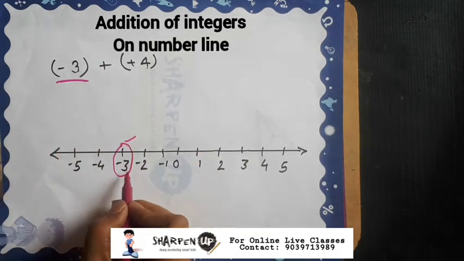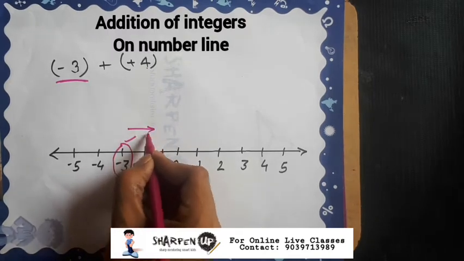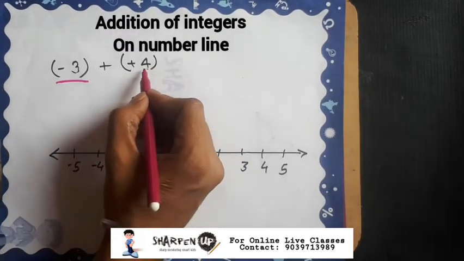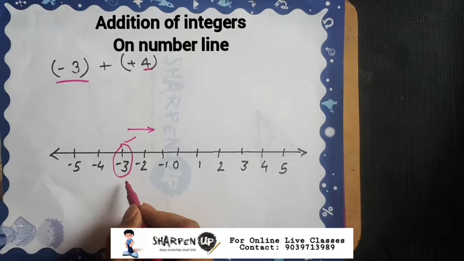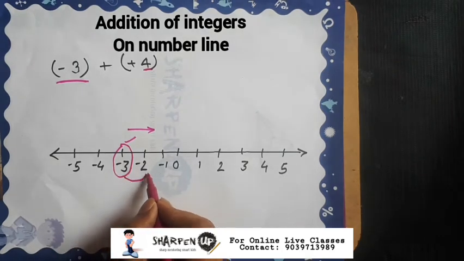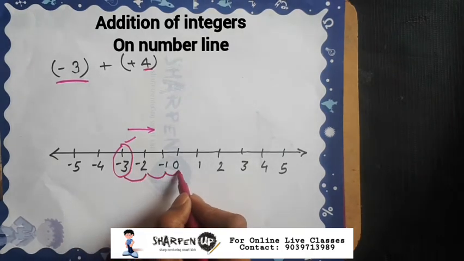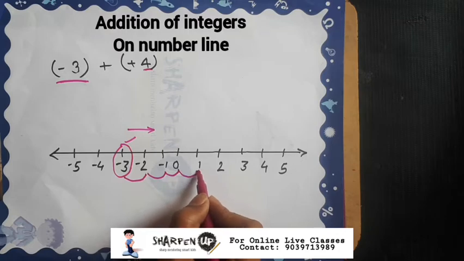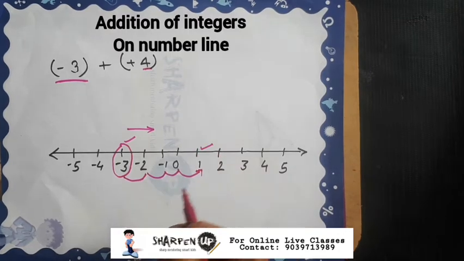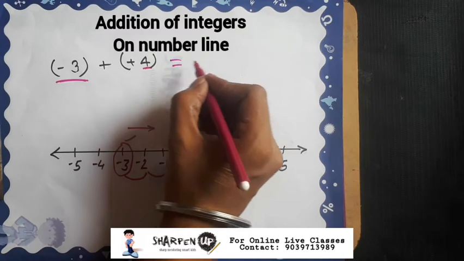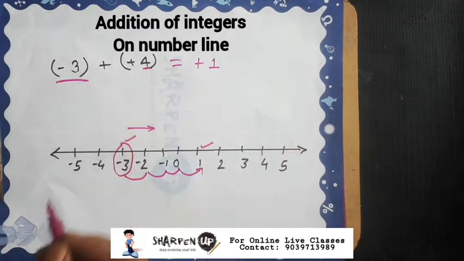So right now we are here and we have to go in the right direction. How many places do we have to go? 4. So we go 1, 2, 3 and 4. So here we are. The result is plus 1.